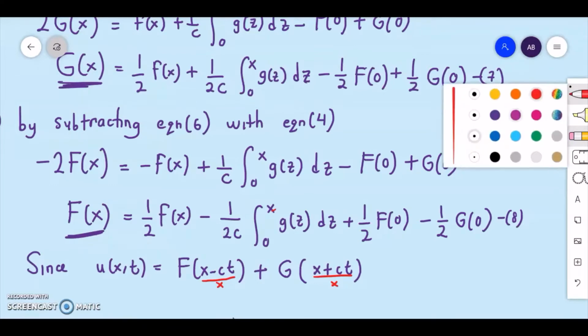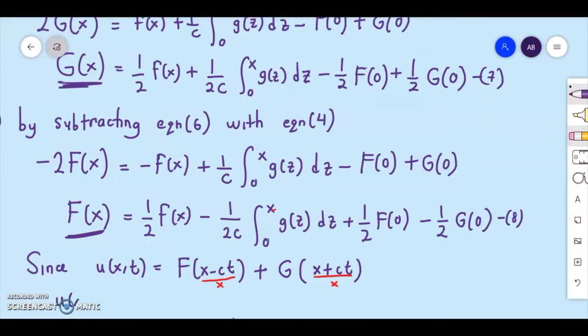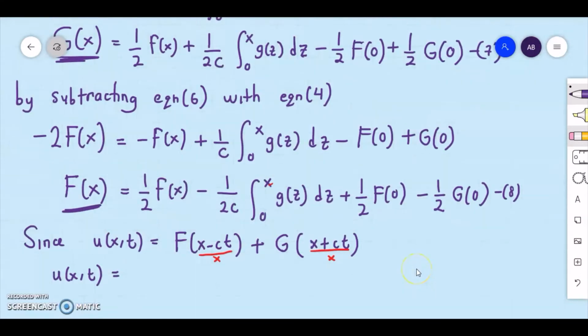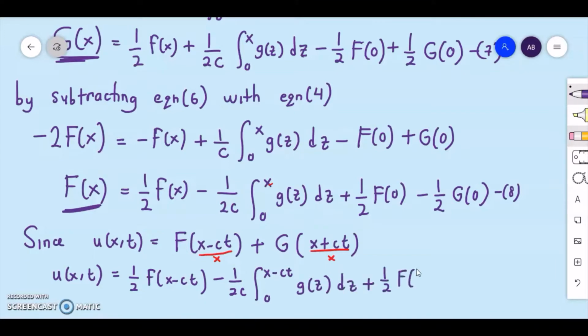So continuing, we have u of x, t equals, it's going to be a very long equation. So what is f? I have half of equation 8 becomes 1 over 2 f of x minus ct, minus 1 over 2c, integrate from 0 to x minus ct of g of z dz, plus half f of 0 minus half g of 0. That's just for my f, this equation here, plus g.